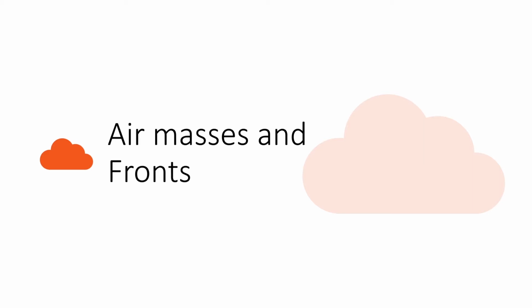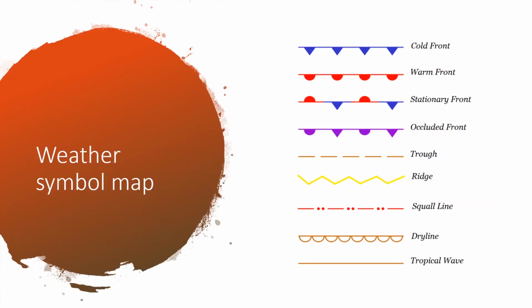When an air mass with such properties advances upon a dissimilar air mass, the division line is referred to as a front. Here we can see a weather symbol map to show you the different forms and how each is labeled. We've got a cold front, warm front, stationary, occluded, a trough, ridge, squall line, dry line, and a tropical wave. The physical manifestations of a warm air or cold front can be different with each.